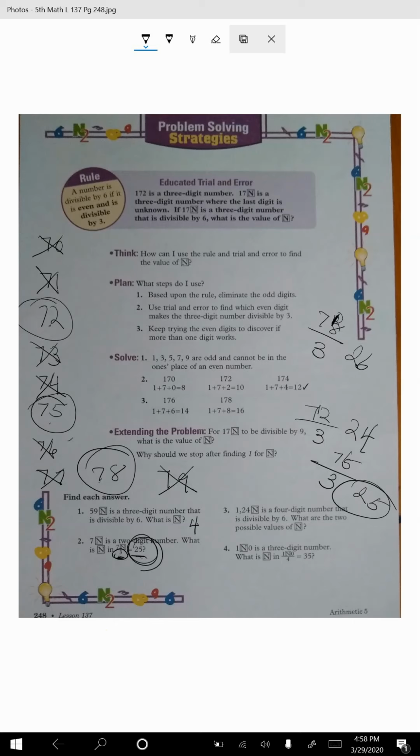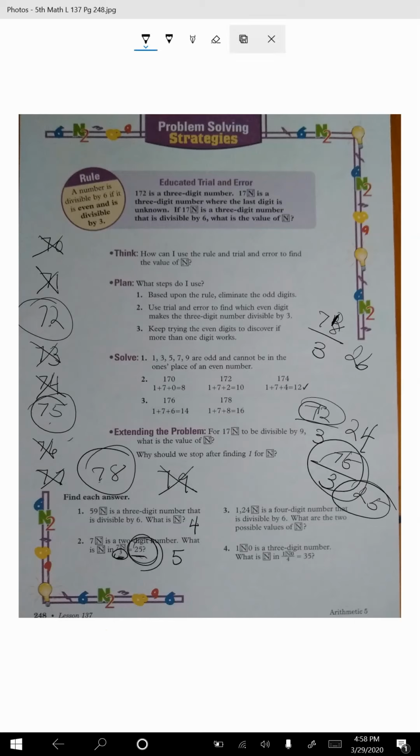So the only one that works was the 72, right? No, the 75 worked. I'm sorry, guys. It was the 75 that worked. So the missing number is a 5. Did I make that worse or make it better? I probably made it worse.